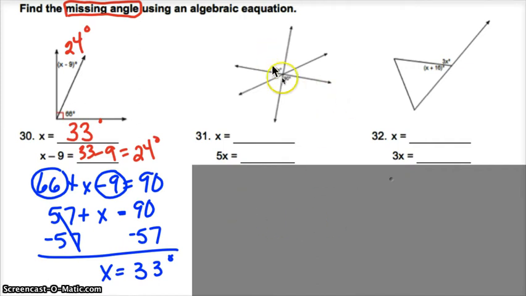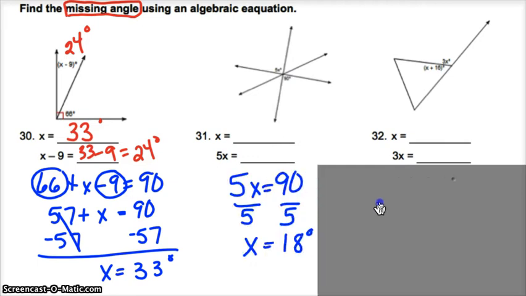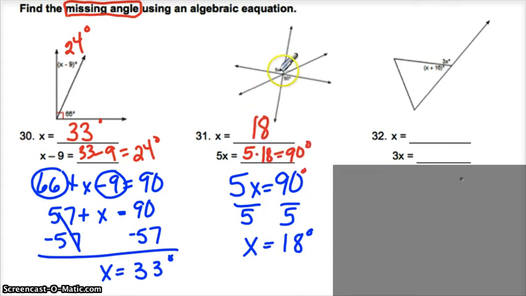We've got vertical angles at 31. Vertical angles are equal. So you should have 5x equals 90. If you divide by 5 on each side, then you will know that x equals 18. If you do 5 times 18, you will get 90. And that ought to make sense because vertical angles are equal.